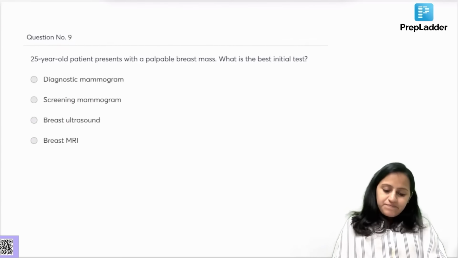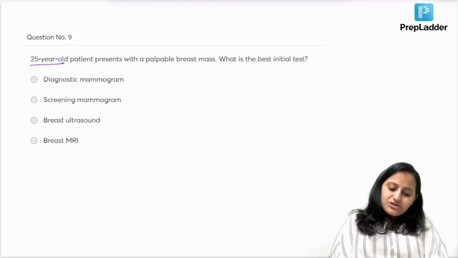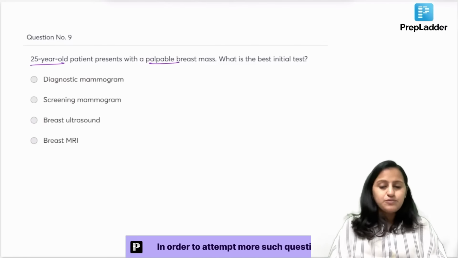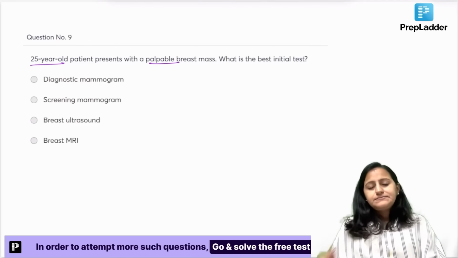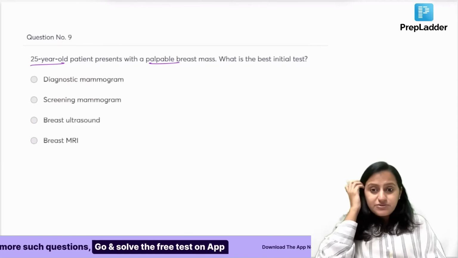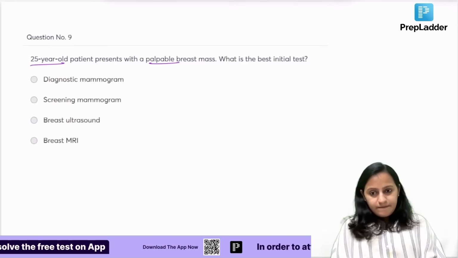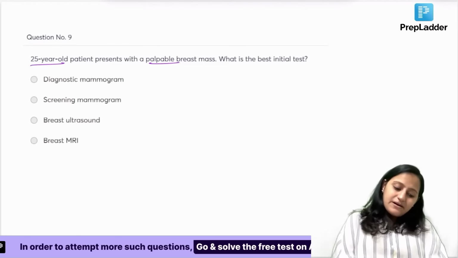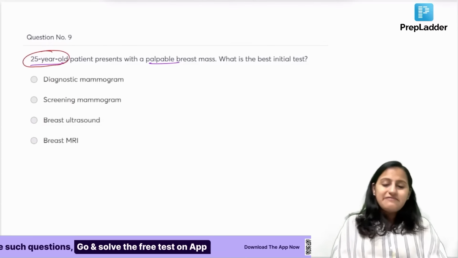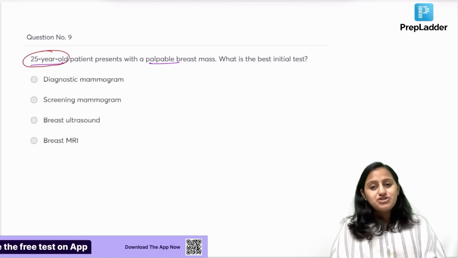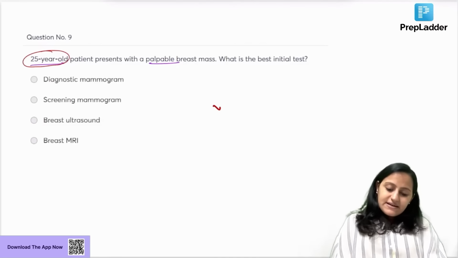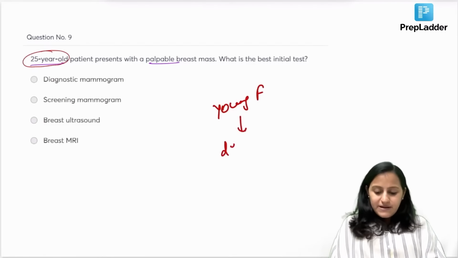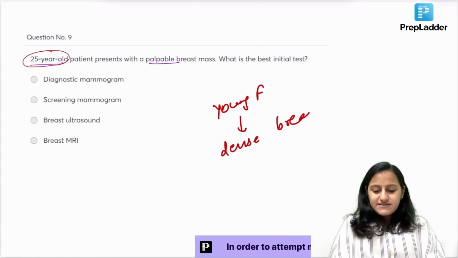Great. Next one, 25-year-old patient with a palpable breast mass. So what is the best initial test that you would do here? What is going to be the answer to this one? What will you do? Okay, so confusion between B and C. See, particularly it has been mentioned 25-year-old patient. So that means this is a young female. So in a young female, how is the breast? The breast is dense glandular breast, right?